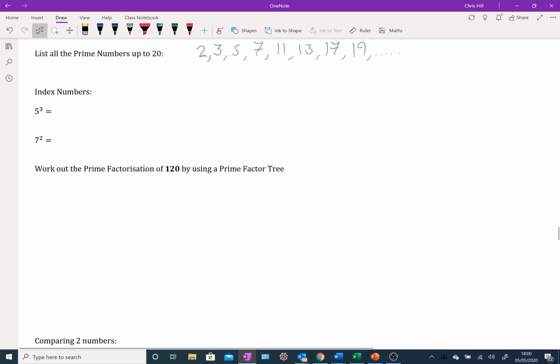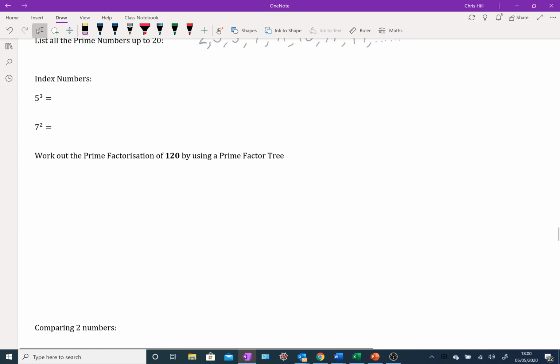Okay, to remind you, index numbers. So 5 to the power of 3 is equal to 5 times 5 times 5, which is 125. Okay, and 7 squared is 7 times 7, equal to 49.